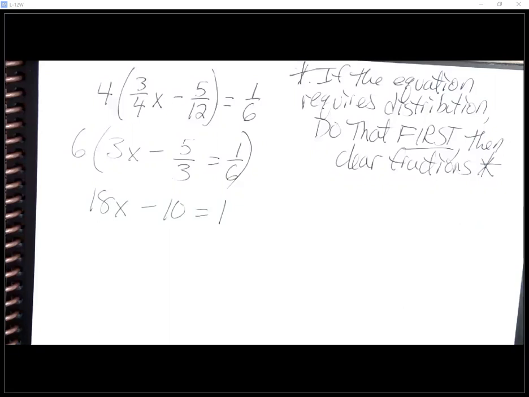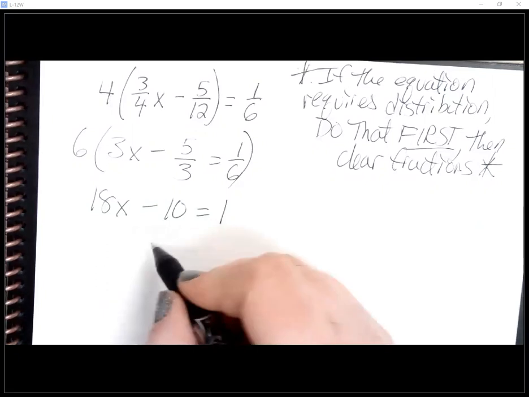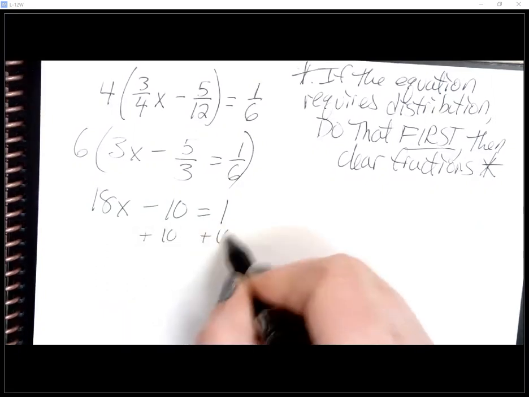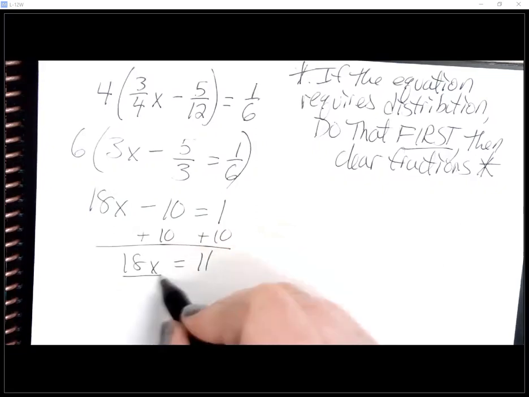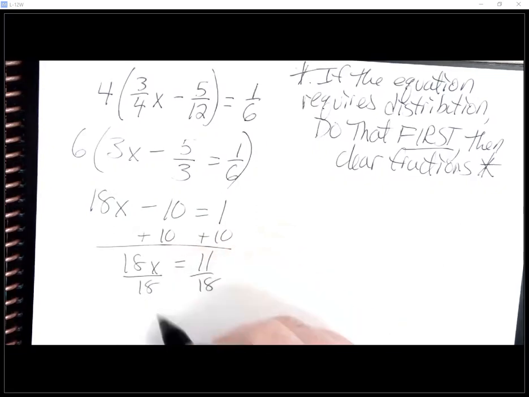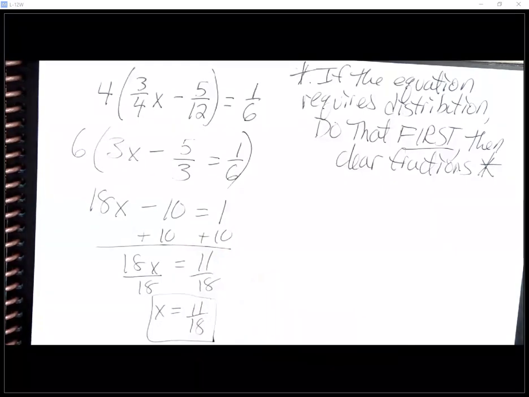Okay. All right. We're almost done. We're just going to add the 10, add the 10. 18x equals 11. Divide by that 18. Did you guys get 11/18? You did? All right. How are we feeling? Do you want one really hard one with the fractions? Okay, you got it.